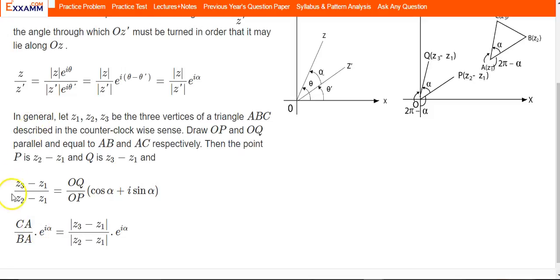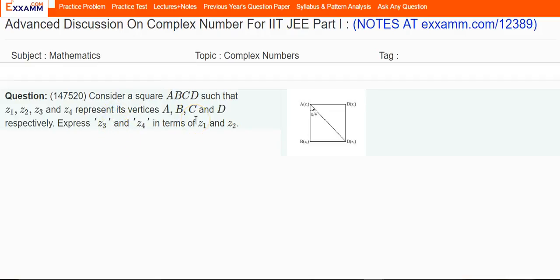And here, if we rotate Z2 with respect to Z1 to Z3 by an angle alpha in counterclockwise direction, then the relation is (Z3 minus Z1) upon (Z2 minus Z1) is equal to modulus of (Z3 minus Z1) divided by modulus of (Z2 minus Z1) times e to the power i alpha. Now this is a very simple but very good example to explain the concept of rotation of complex number. Now let us check the question.